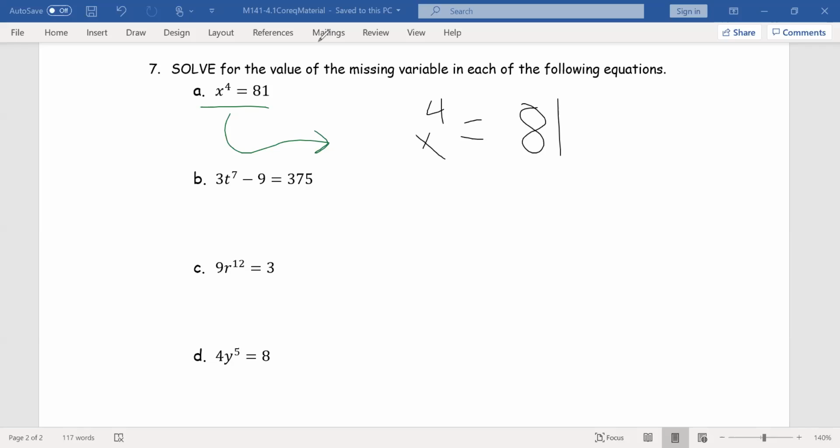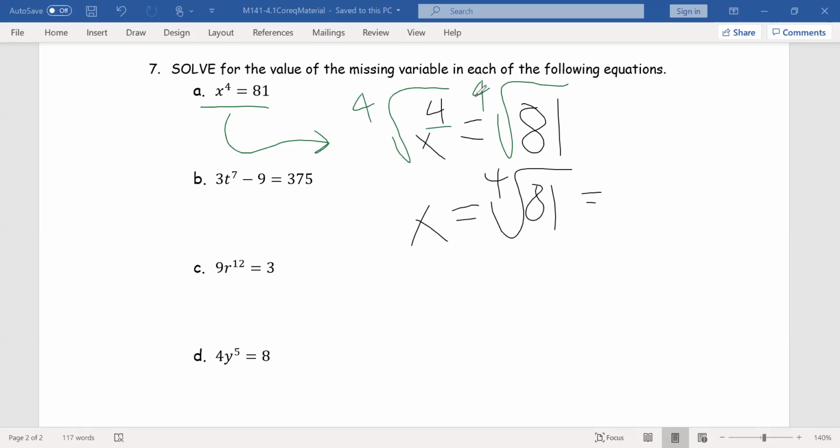If you recall from stuff we've done earlier in the quarter, the way we solve this is we need to undo the fourth power, so we do the opposite of that, or the inverse of that, which is the fourth root. So x is going to be the fourth root of 81. You may know that off the top of your head, but if you don't, there are ways to figure this out on our calculator. So we'll take a look at that.